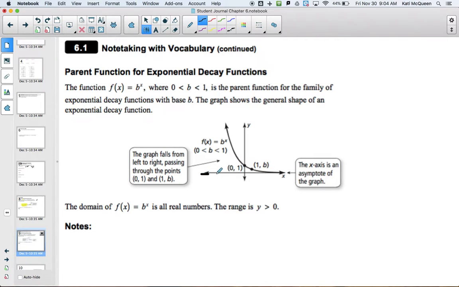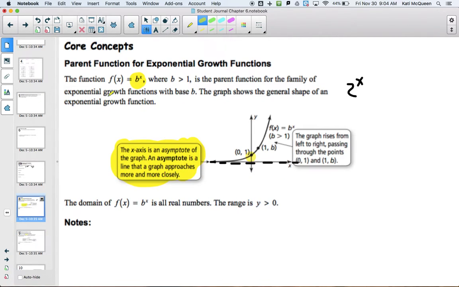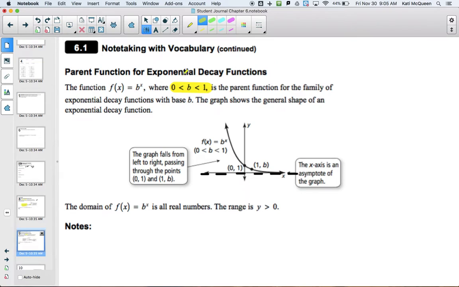So notice I still have this asymptote at the x-axis here, but this time what's different is my b value. So it's all about the base. When my base is greater than 1, I have exponential growth. When my base is between 0 and 1, I have exponential decay. So this would be like 1/2 to the power of x or something like that. So some number between 0 and 1.